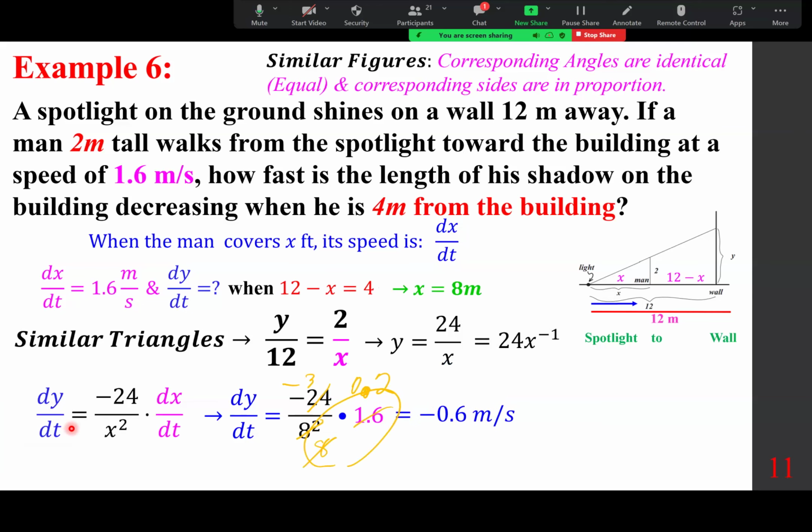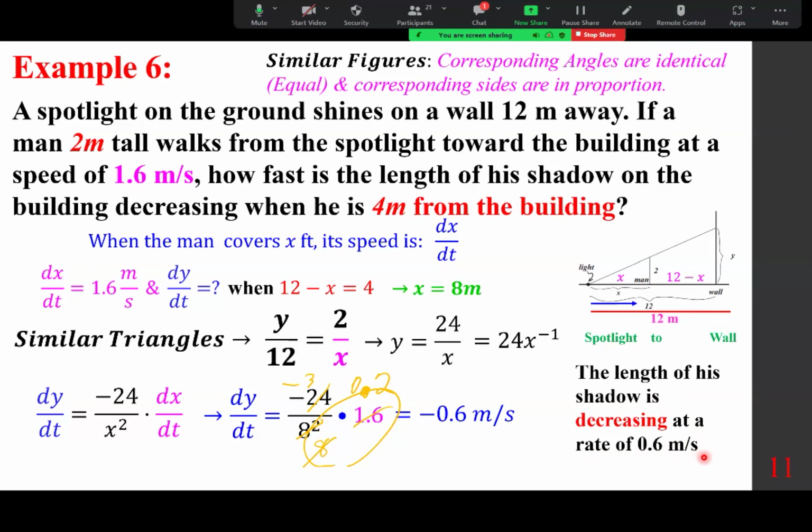The units of y over the units of t, which means what's happening to the length of his shadow? The length of his shadow is decreasing at the rate of 0.6 meters per second, as he moves this way, gets closer and closer to the wall. Just for the sake of argument, so you see what happens. If the guy is here, right? So this is definitely smaller than y, okay? And it makes perfect sense.